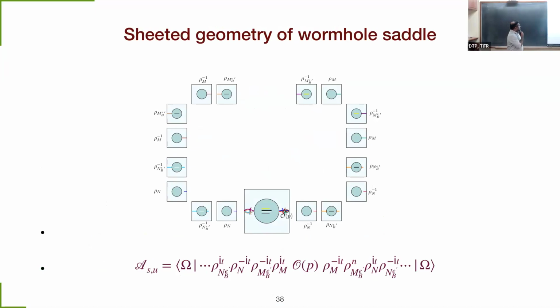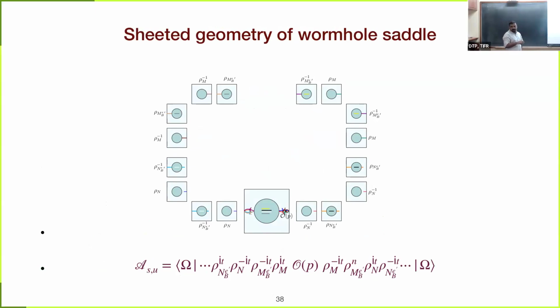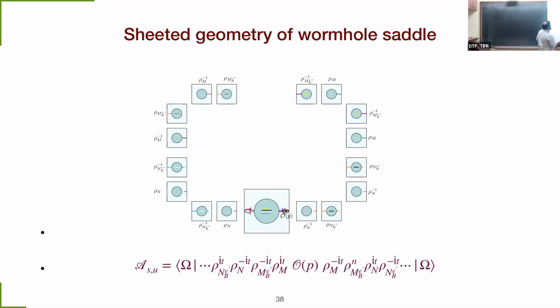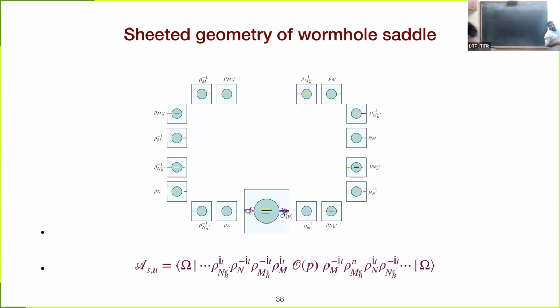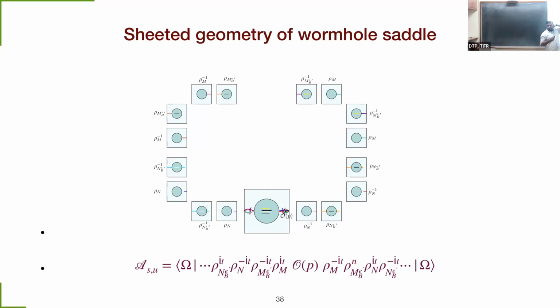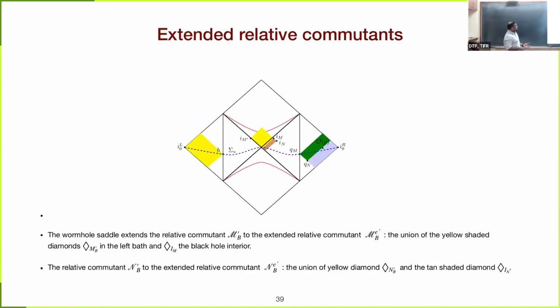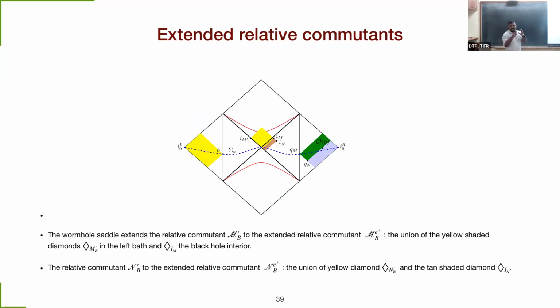And then what we do is that the wormhole saddle has a nice sheeted geometry description. It's like the real saddle. The only change is that for the density matrices associated to the commutant, M prime and N prime, there will be additional cuts in the gravitational region. So that's the way the saddle actually behaves. What does that mean? It means that the relative commutants will start getting extended. And the extension actually matches with the replica computation.